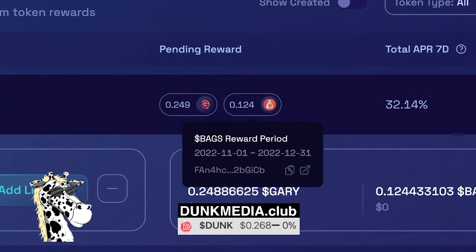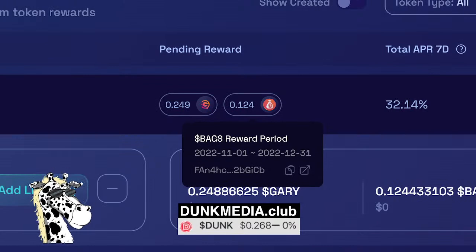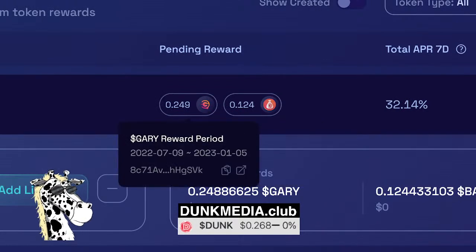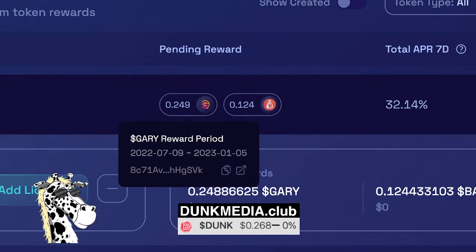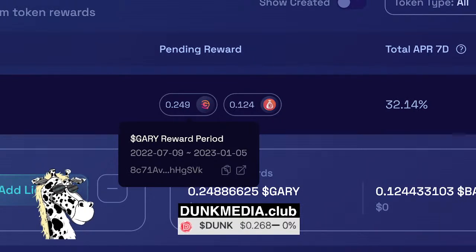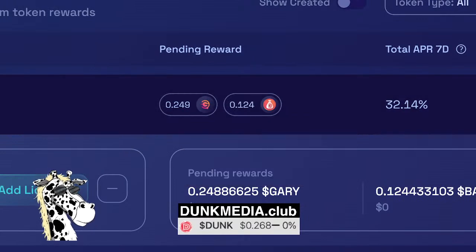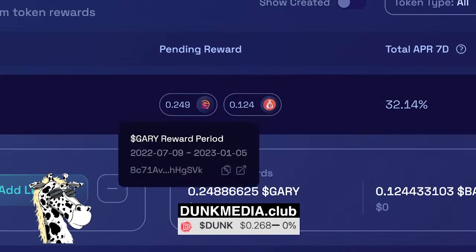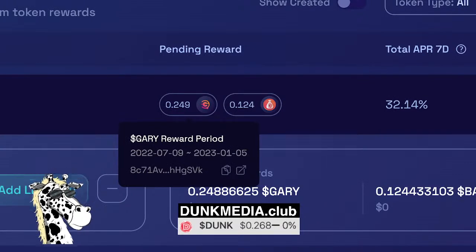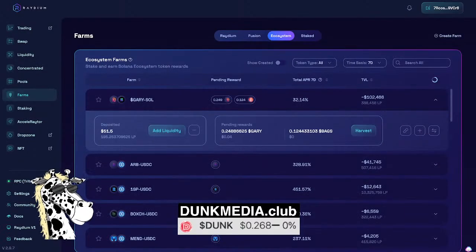So a little pop-up shows that up until the end of the year, 12/31, they're giving out bags, and then for Gary, the current period is giving out up until 1/5, and then there's going to be a larger percentage added into this pool, meaning this number should go up. This could fluctuate depending on what the people that started the liquidity pool decide to do. So what I'm going to do is add liquidity into the liquidity pool.